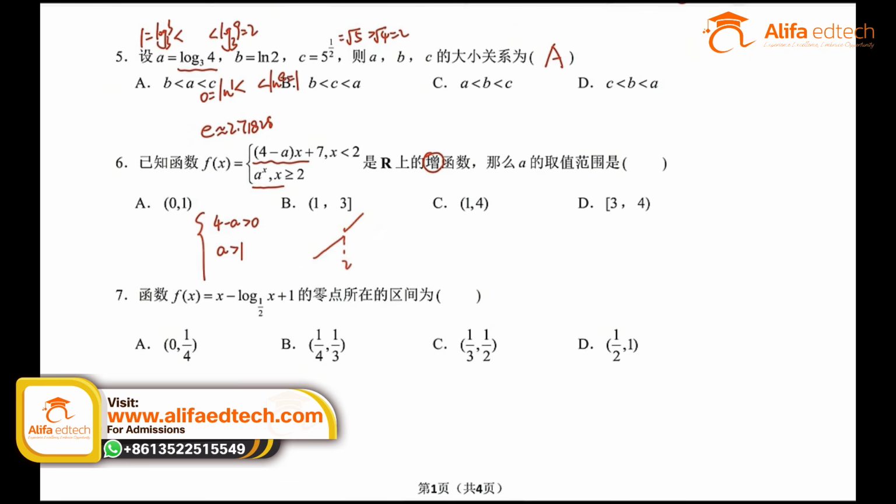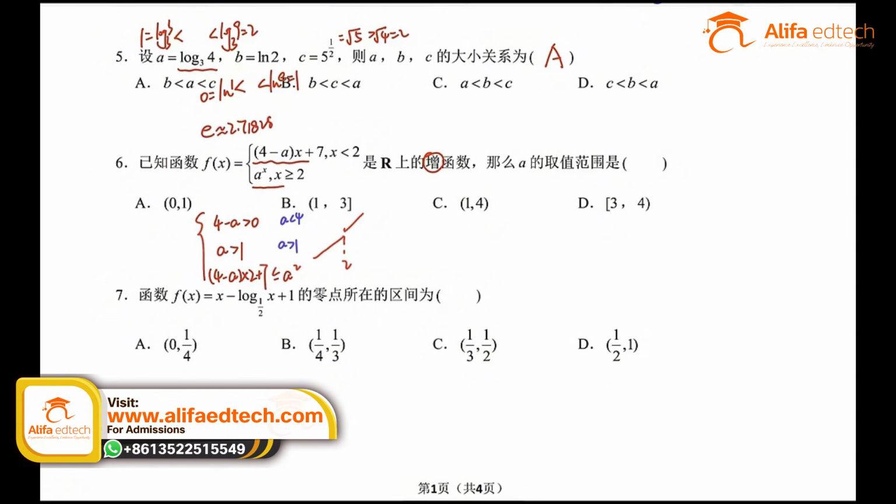Secondly, at the connection point at x equals 2, there will be an inequality relationship for the function values. The function value on the left side must be less than or equal to the function value on the right side. The left side is (4 minus a) times 2 plus 7, which must be less than or equal to the value when we plug in 2, which is a squared. The first one is relatively simple to solve: 4 minus a is greater than 0, so 4 is greater than a. This means for the first one, a must be less than 4. For the second one, a must be greater than 1.